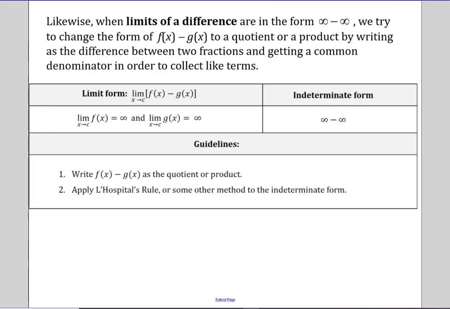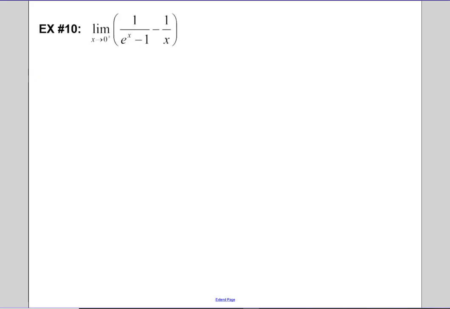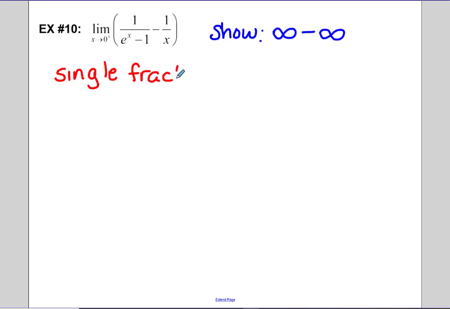And then we come down to limits of differences. So this is again case 2. And when you have the limit of a difference, we're going to approach this as getting a common denominator and turning that into a fraction. So here, just to save time, we want to show that we have infinity minus infinity, and I saved that work for you. And after we show that we have infinity minus infinity, then we want to turn this into a single fraction.